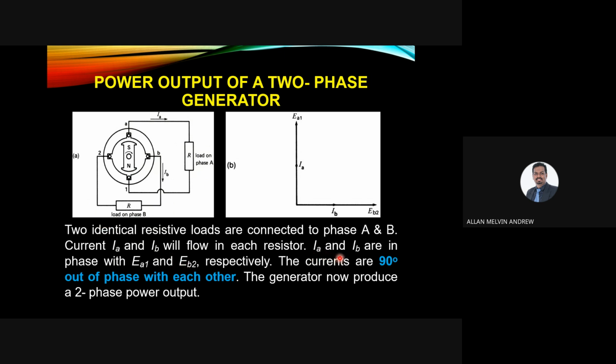So IA and IB are in phase with EA1 and EB2 respectively. You can see in this graph, IA is in line with EA1, IB is in line with EB2. So the currents are 90 degrees out of phase with each other. So the angle is 90 degrees. You can see from here to here is 90 degrees. So the generator now produces a two-phase power output.